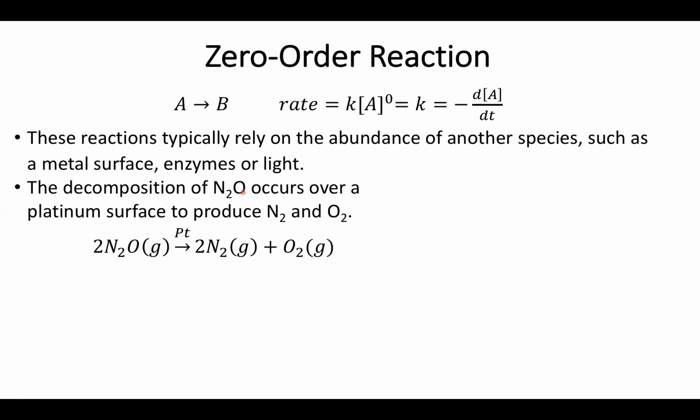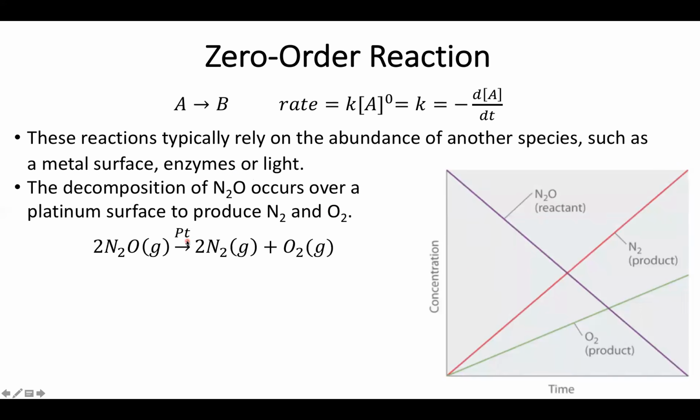So let's go ahead and talk about one example of these, and that would be the decomposition of nitrous oxide. So nitrous oxide can decompose into nitrogen and oxygen when put over a platinum surface. So in this case, what we're really seeing is that the nitrous oxide, since it does not depend upon its own concentration, will just keep decreasing at a steady rate as the platinum chews it up. And as a consequence, we see steady production of both the nitrogen and the oxygen.